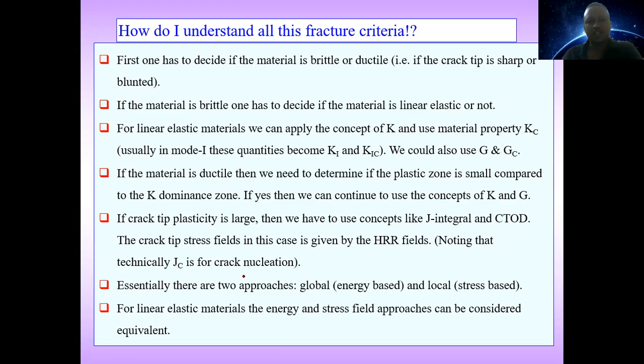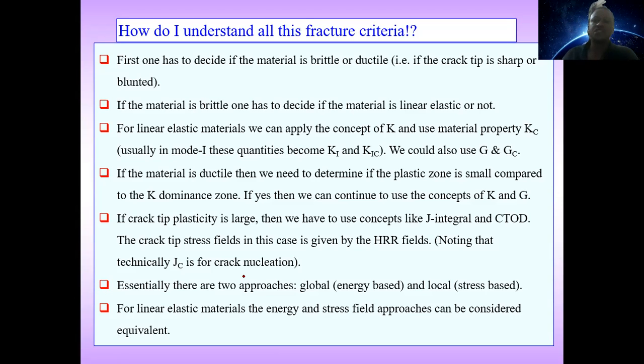If the crack tip is sharp or blunt. For the brittle it is sharp, for the ductile it is blunt. If the material is brittle, one has to decide whether the material is linearly elastic or not. For the linear elastic material, we can apply the concept of K and the material property Kc. Usually in mode 1, this quantity becomes K1 and K1C.